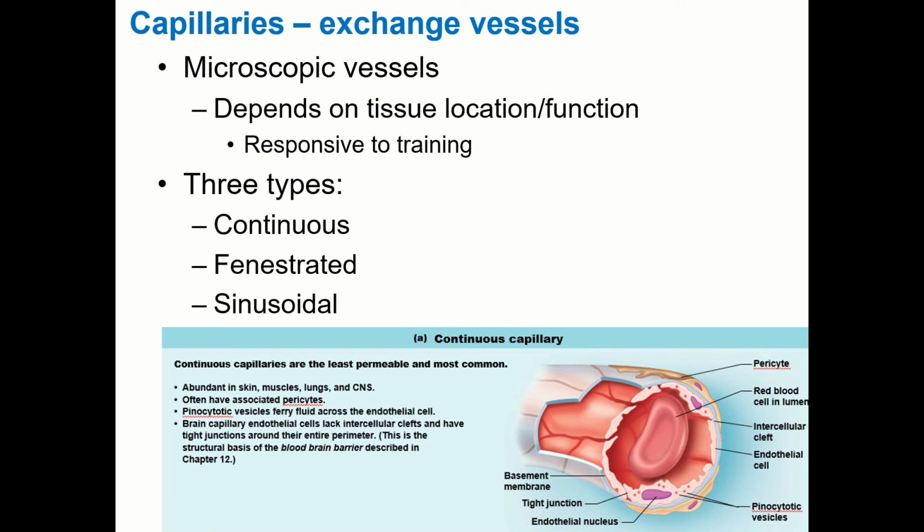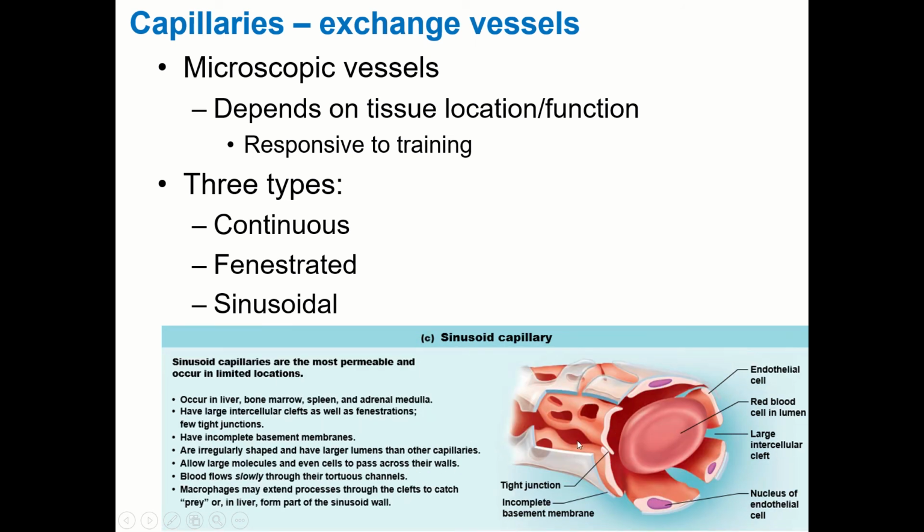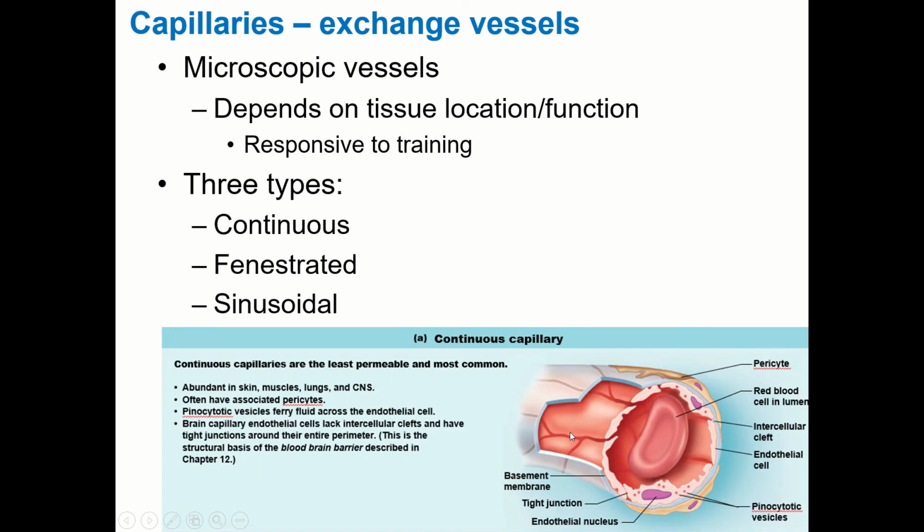In terms of capillaries, remember those are our little microscopic exchange vessels. You can see this type of capillary here is called a continuous capillary. And it's continuous because the endothelial cells here are continuous with each other, as opposed to the fenestrated capillary, which has a bunch of little Swiss cheese-like holes in it, and then the sinusoid capillary, where there are gaps between the cells. So in the continuous capillary, the cells are solid, there are no holes in the cells themselves, and they are continuous with each other. And by cells, again, I mean the endothelial cells.